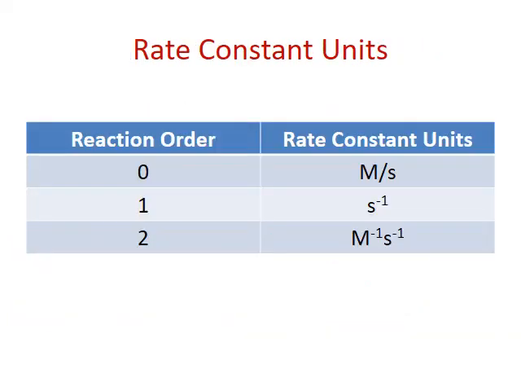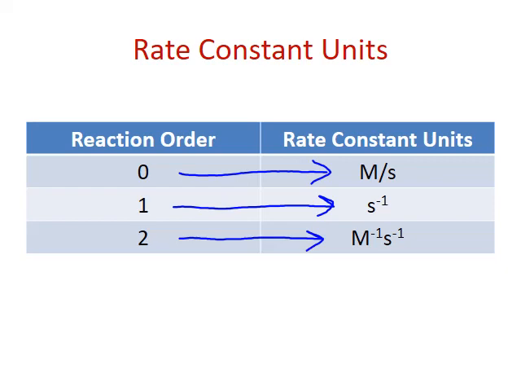The rate constant units are worth noting. They do vary with each different order, as seen here. So zero order reactions always have a rate constant of moles per liter per second. That's the unit on that rate constant. First order reactions always have a rate constant with units of seconds to the negative 1. And second order reactions always have rate constants with units of moles per liter to the negative 1, second to the negative 1.